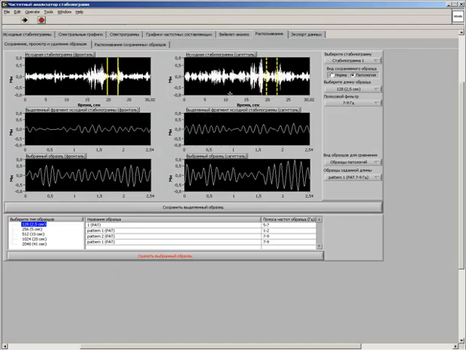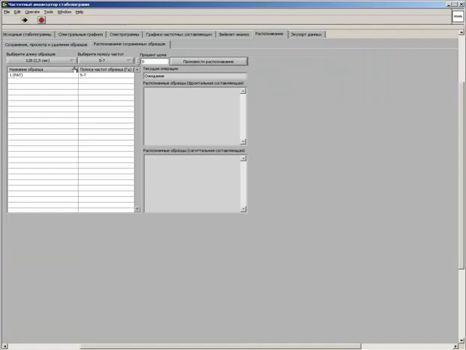Having a number of pathological patterns, one can perform the recognition procedure. Let's choose the length and frequency band of available patterns and start the recognition. After the recognition process, the names of recognized patterns and their positions in the signal are displayed in these indicators.